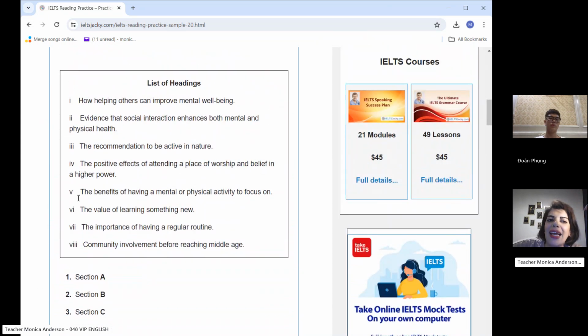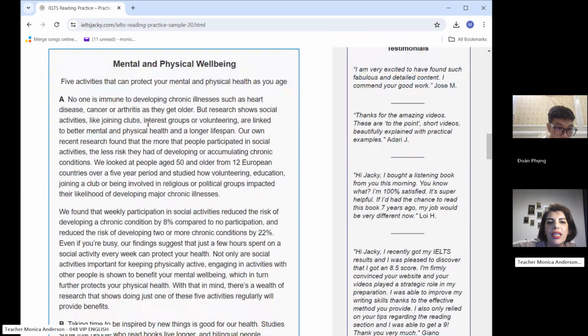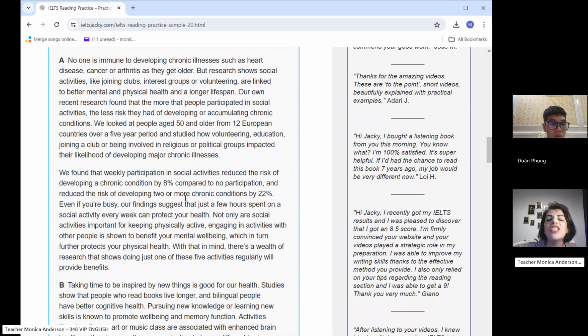So let's go back. Which one do you think? Like social activities. Let's have a look. As I told you, look. Interest, this one. Social activities, yeah. We have another paragraph below. Yeah, of course. As I told you before, for matching heading, I'm going to show you a trick.